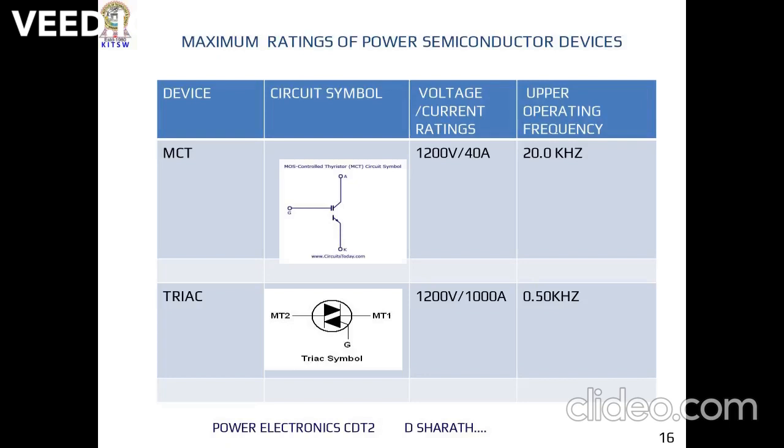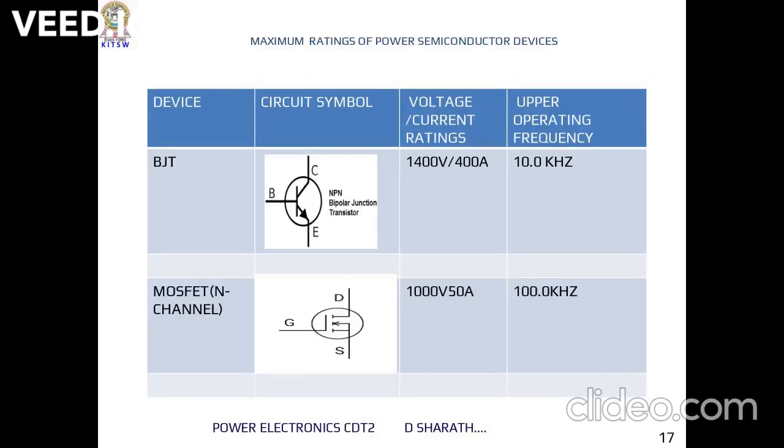Coming to MCT, its rating is 200 volts, 40 amperes. This is the symbol of MCT, and the frequency is 20 kilohertz. And this is a triac. A triac is obtained by connecting two SCRs in anti-parallel. Its voltage rating is 1200 volts, and current rating is 1000 amperes.